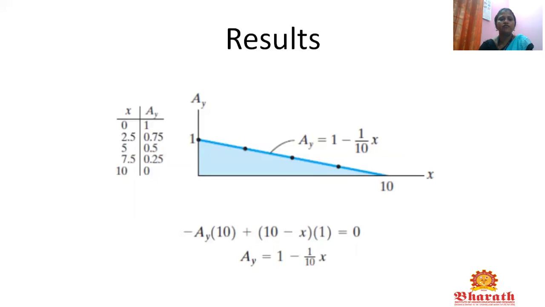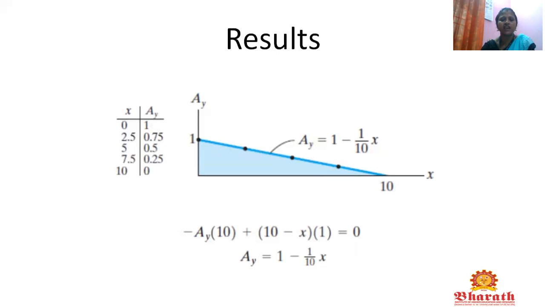Next, for this diagram, we have to plot the influence line diagram. That is AY on the y-axis and distance on the x-axis. What is the total distance in the beam? It is given as 10 feet. So according to the 10 feet, what is the AY we got from the equation?